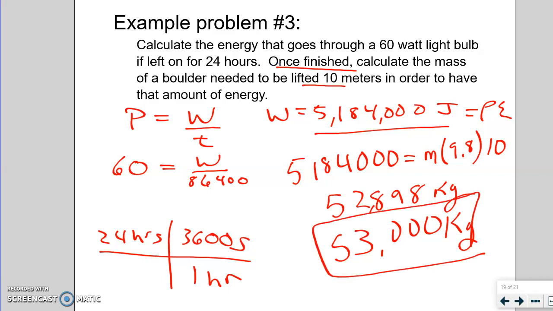So that is about a 25-ish ton rock, and so you can see that leaving that light bulb on really actually does use up quite a bit of energy. It takes a pretty big rock to make that much energy is what I'm saying, I guess.